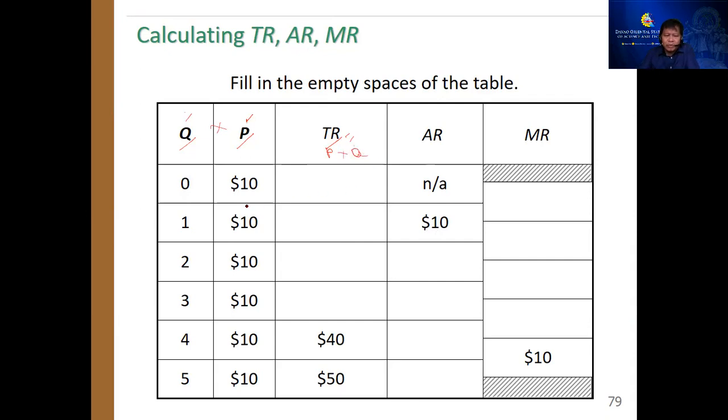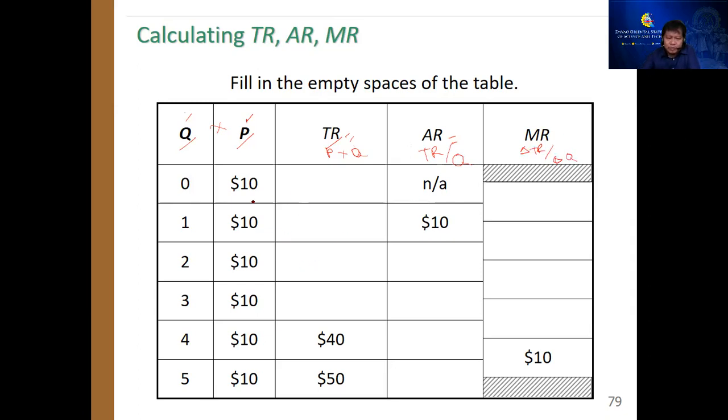Okay, in this particular example, we also have the average revenue. We know the average revenue: the average revenue is equal to the total revenue divided by the output being sold. And the marginal revenue, we said, is the change in total revenue divided by the change in Q. So those are the formulas from a while ago.